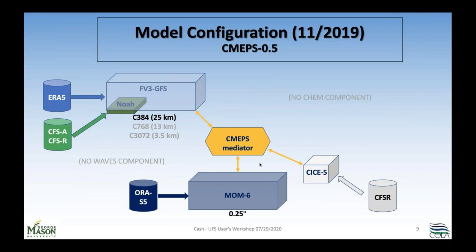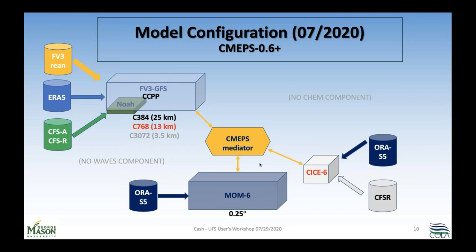So we've gone from here at our last update to this, where we have now upgraded the model components. We've added in different data sources. We've picked up a big step in our ultimate goal of 3072 in terms of resolution. And we've gone to size 6. Still no waves component. We're still looking into that, partly because of the issues Julian just mentioned.